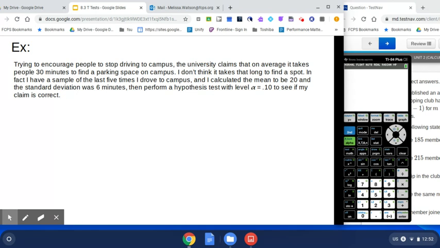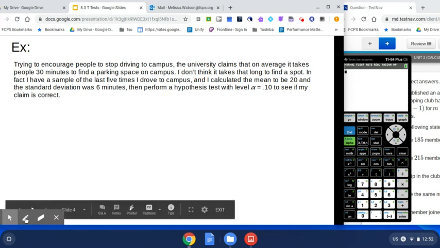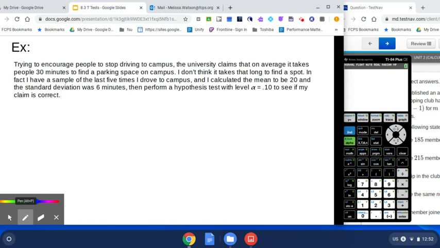All right, here's the first example that we're going to take a look at together. It says, trying to encourage people to stop driving to campus, the university claims that on average, it takes people 30 minutes to find a parking space. I don't think it takes that long to find a spot. In fact, I have a sample of the last 5 times that I drove to campus, and I calculated the mean to be 20 minutes, and the standard deviation was 6. Perform a hypothesis test with alpha equal to 0.1 to see if my claim is correct.